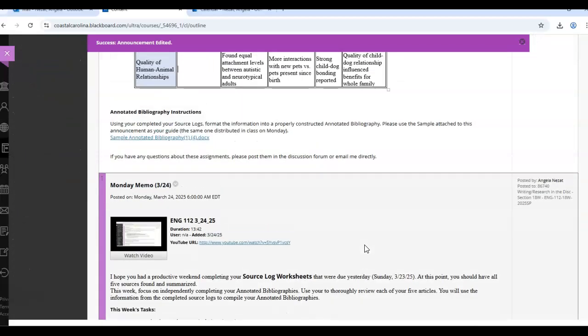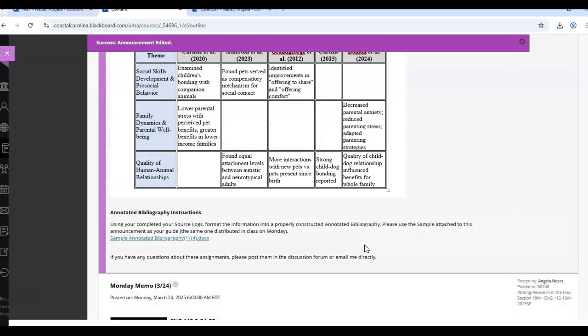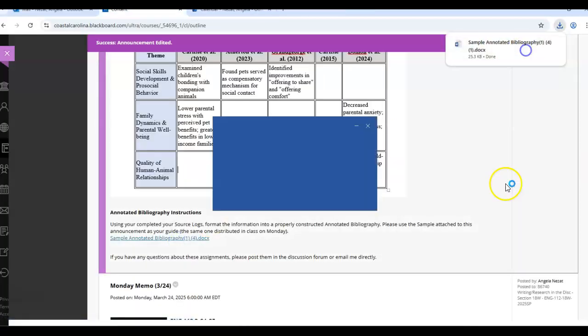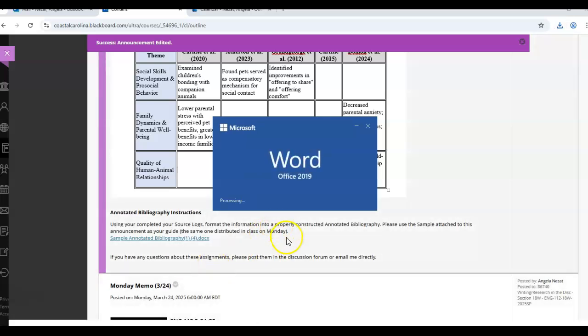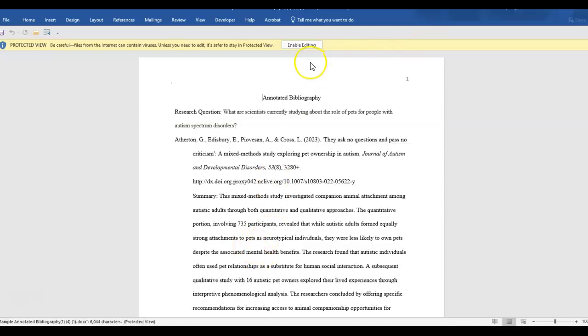So the other thing I want to talk about is that annotated bibliography. You want to make sure that you don't forget about that. So you've done your source log. Your source log that you turned in Sunday would have had your summary and your relevant section. So as you go to format that into an annotated bibliography, you're going to use this sample as your guidance.